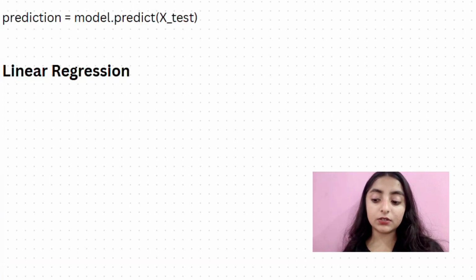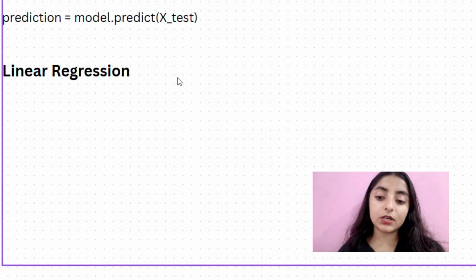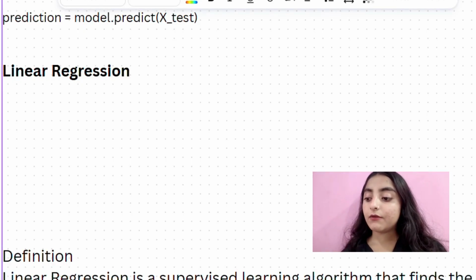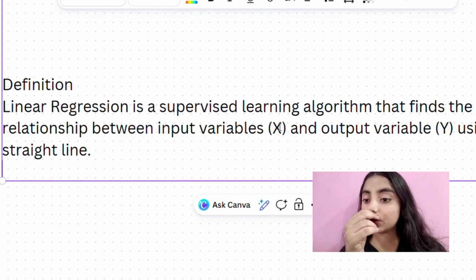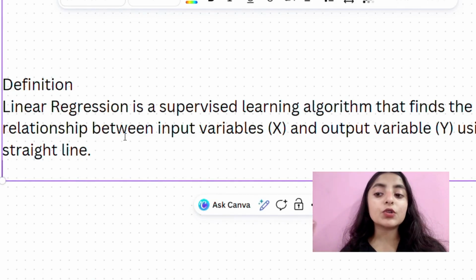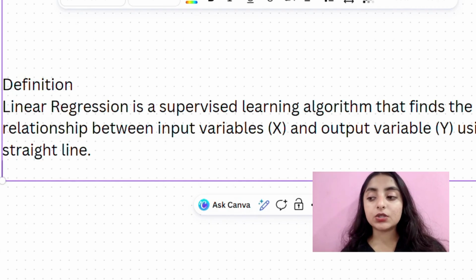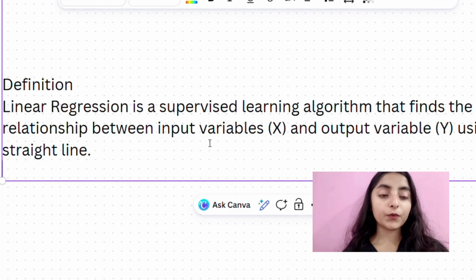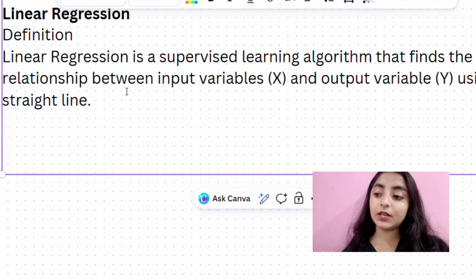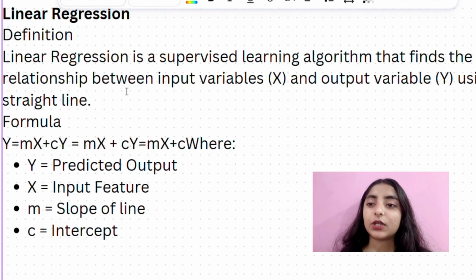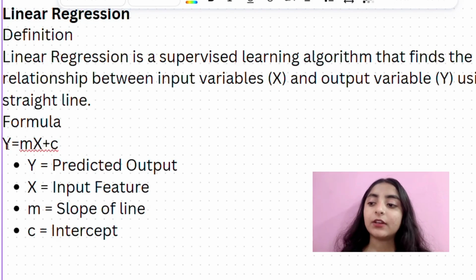I'll start with the definition. Linear regression is a supervised learning algorithm that finds the relationship between input variables and output variables using a straight line. So it has a straight line between the input variables and output variables, and it will get a model. This is the formula for linear regression, and now we'll talk about the formula.